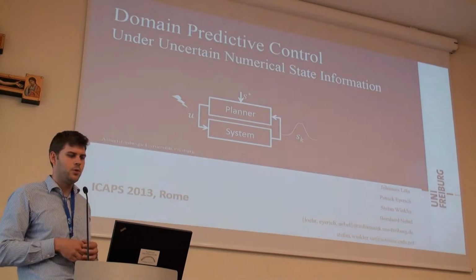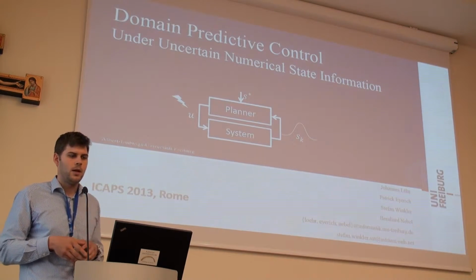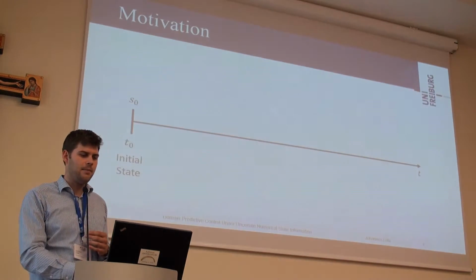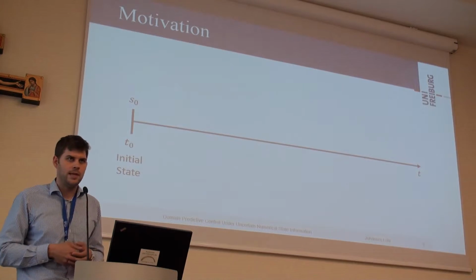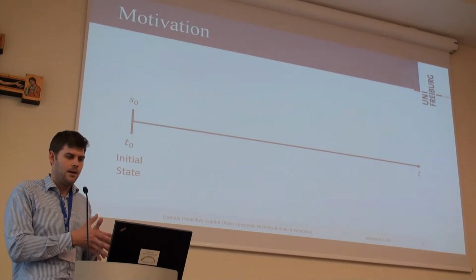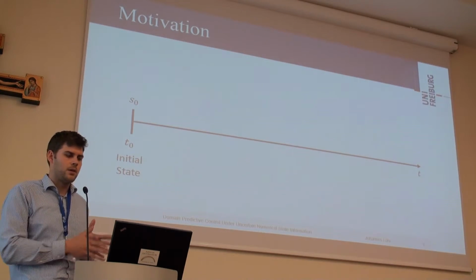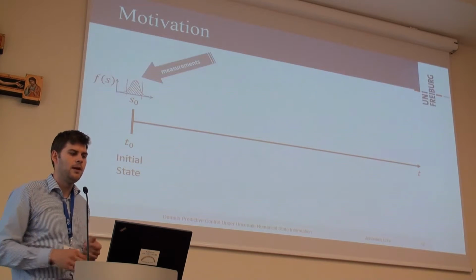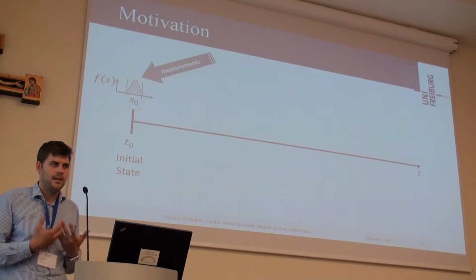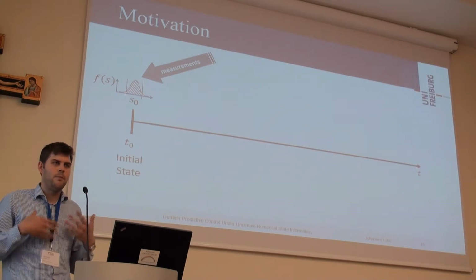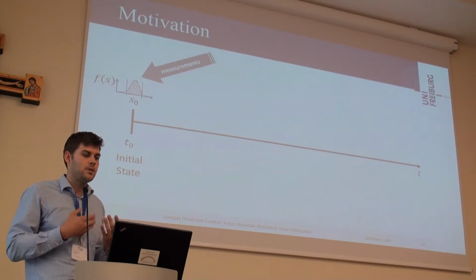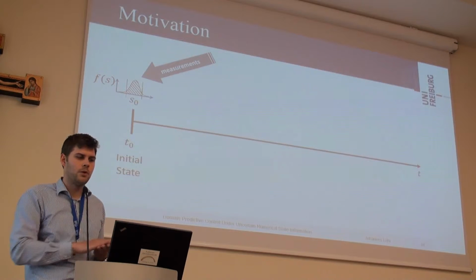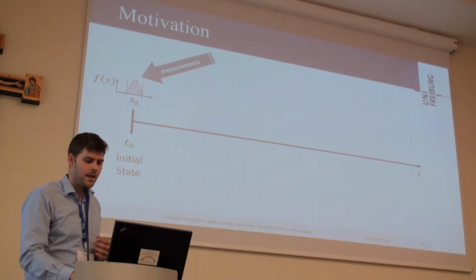So where is the need to extend the framework to uncertain numerical state information? Well, let's assume that this is a timeline, and this is our initial state. We usually think that we have really exact knowledge of our state initially. But in fact, that's not true. In an autonomous system, a state is usually a result of a measurement, and the measurement is always uncertain. So we have more like a continuous probability distribution around our numerical states.